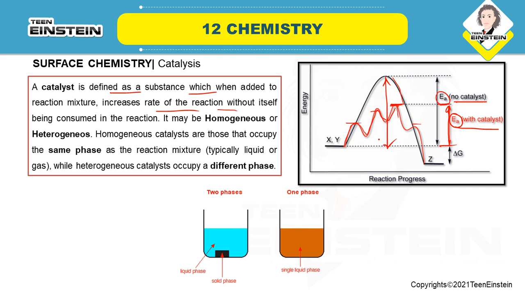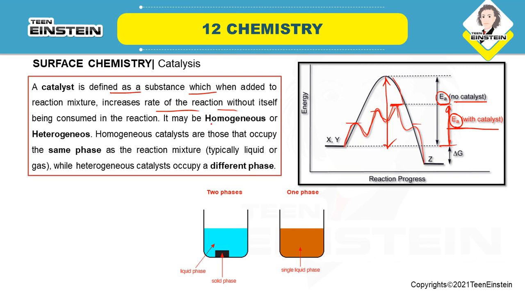So here from the nature of the curve, it is clear that the mechanism is changed when you are using a catalyst and when you are not using a catalyst, and the activation energy is decreased, so obviously the reaction rate will increase. Okay, so this is the reason why when we use a catalyst there is an increase in rate. The reason is the decrease in activation energy.